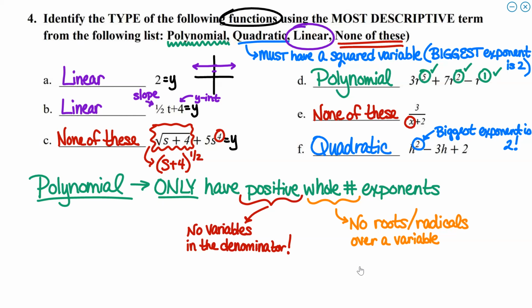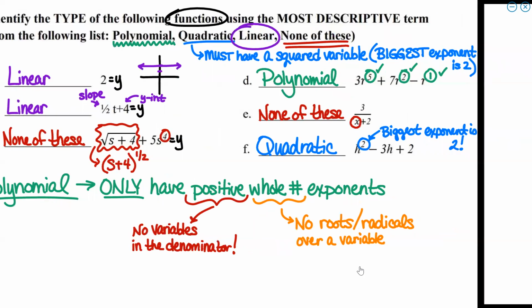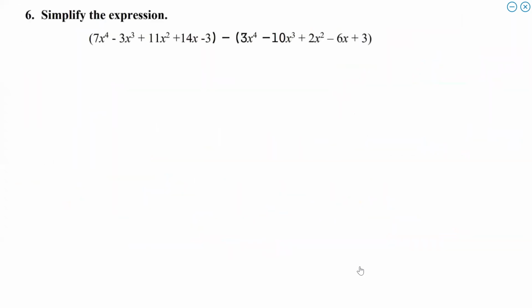All right. Let's go down and look at number 6, since we did number 5 yesterday as a class. What are they asking me to do between these two polynomials? The directions say simplify, but that can mean a lot of different things. They want me to subtract. When I'm subtracting two polynomials, what do I have to do first?